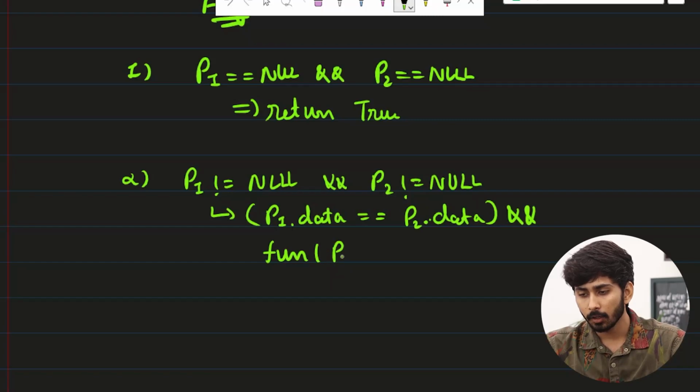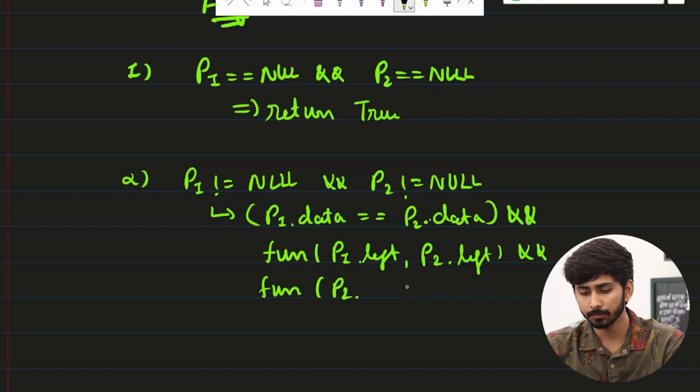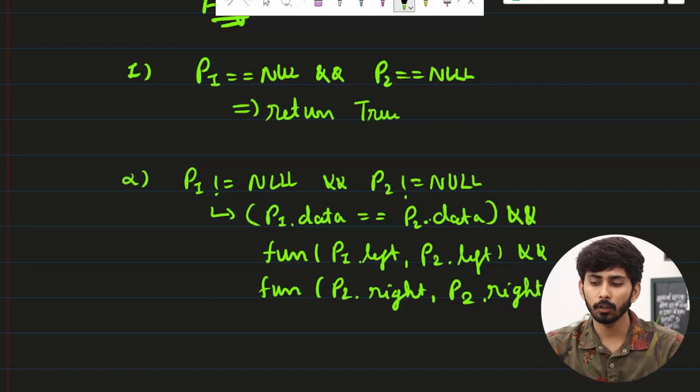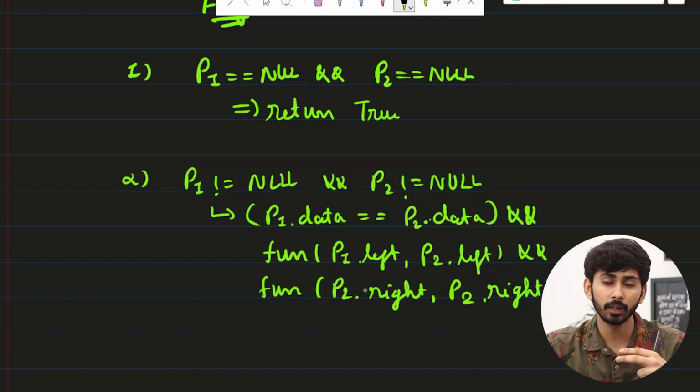So I'll be making a call towards the left subtree, p1 dot left and p2 dot left, right? And again, I'll be making a call towards the right subtree, function call p1 dot right and p2 dot right, basically the right subtree, right? So the AND of all these values will conclude whether the subtrees rooted at that node are identical or not.